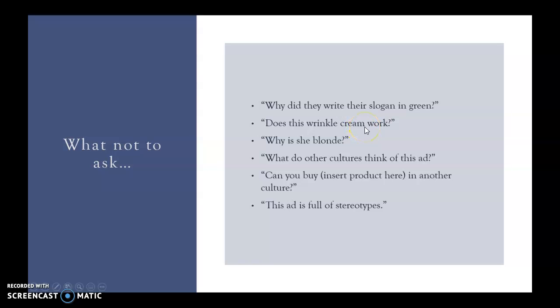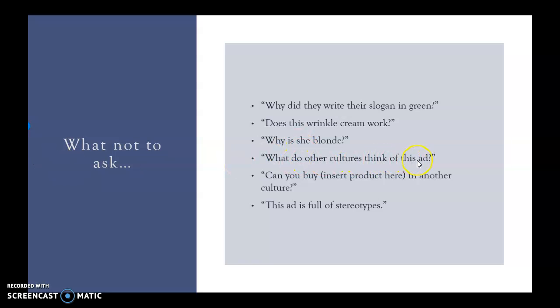Does this wrinkle cream work? Well, again, it's not a question about an individual, a group, or a culture. It's asking about the product. Why is she blonde? Well, this is actually a question about biology. We'd be asking about what's in the woman's DNA that made her blonde, as opposed to her having a different hair color, like being a brunette or a redhead. And while this is a science question, it's not a social science question.